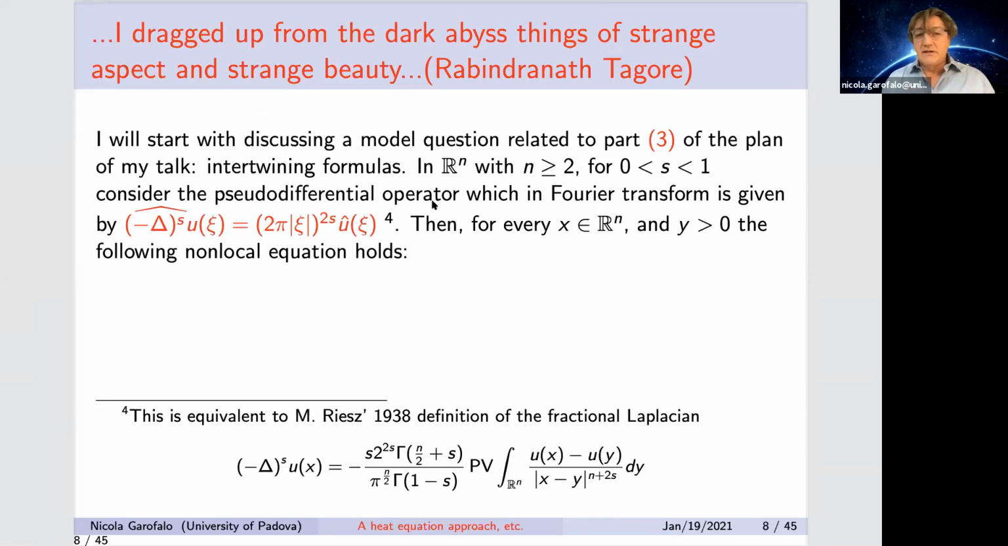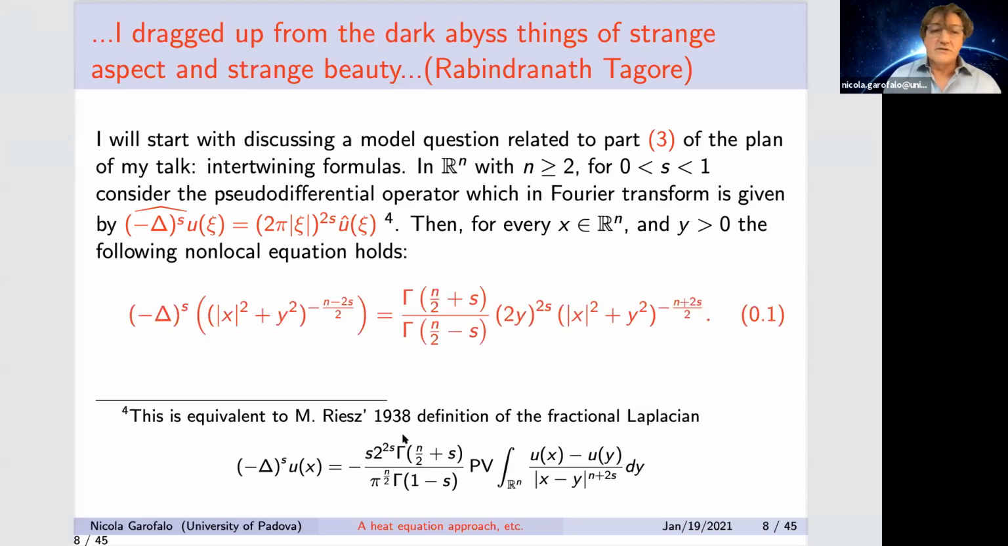So let's consider an old friend. Juan Luis has introduced this operator in his lecture last week, the fractional Laplacian. I will start with the Fourier transform formulation of it. As we all know, this is equivalent to the Marcel Riesz 1938 definition of the fractional Laplacian. So then this formula holds. This is a first example of an intertwining formula. Intertwining here means that if you change s into minus s, this formula reverses into a formula which is equivalent to the original one.